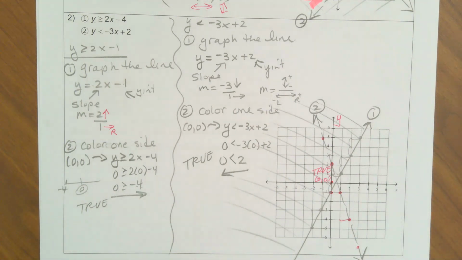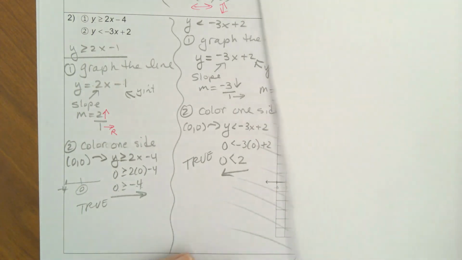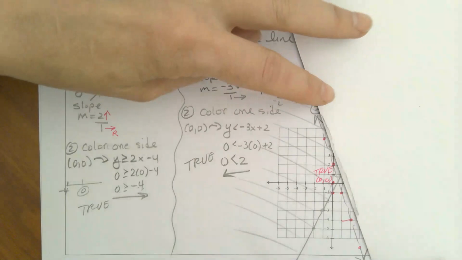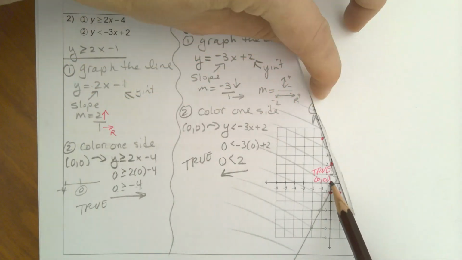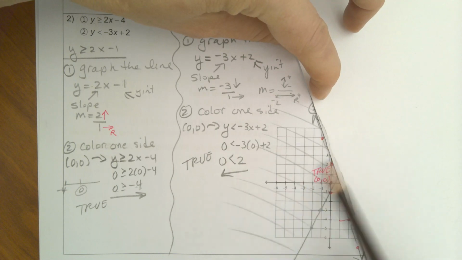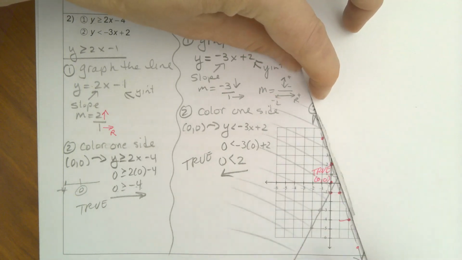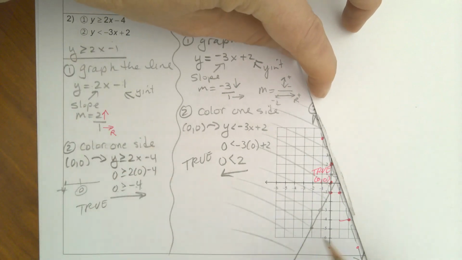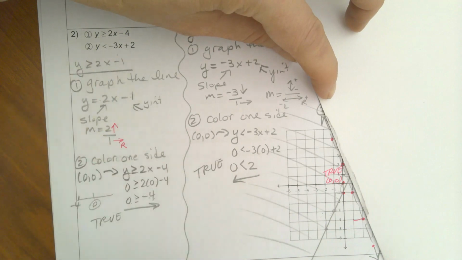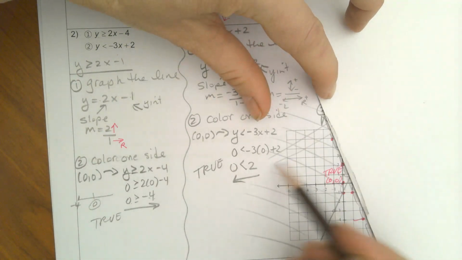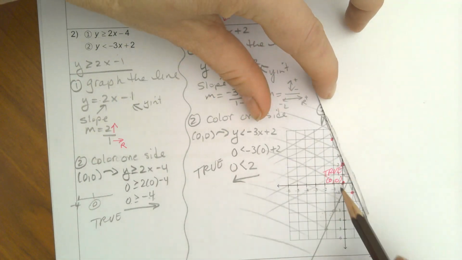So if I look at this boundary line, this point, when I substitute it in, makes it true. So everything on this side of this line is going to make this inequality true. Any point here I take, and I substitute it into this inequality, will make it true. So that means I have to shade this side.